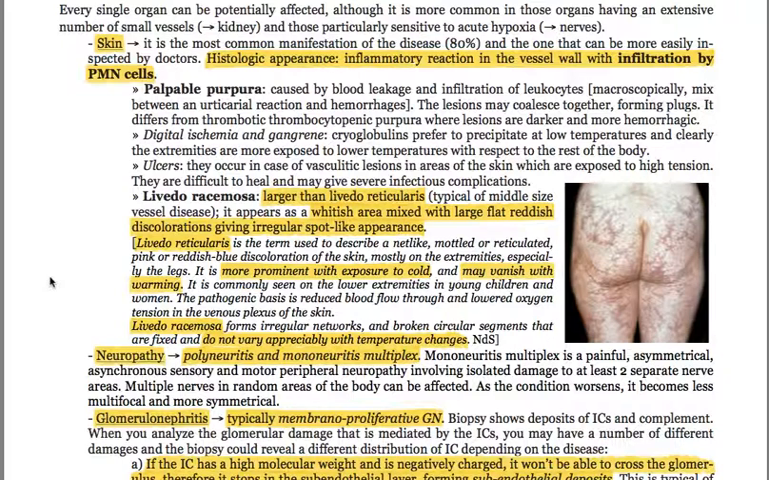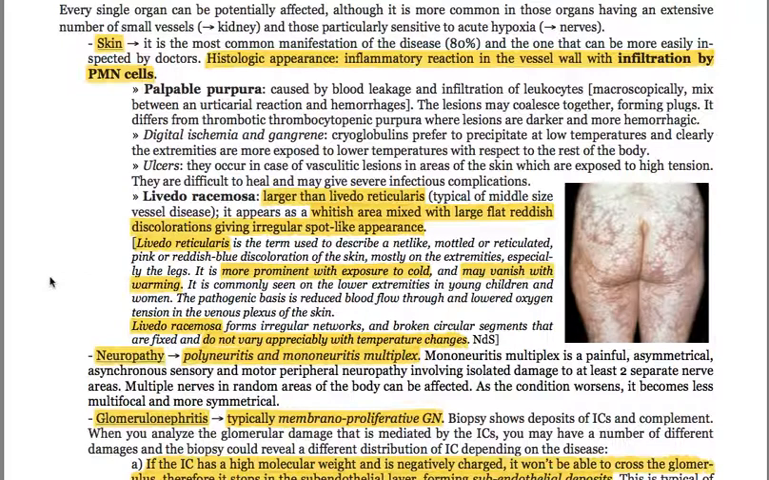So, neuropathy. We have polyneuritis and mononeuritis multiplex, which is a painful asymmetrical synchronous sensory and motor peripheral neuropathy involving isolated damage to at least two separate nerve areas. Multiple nerves in random areas of the body can be affected. As the condition worsens, it becomes less multifocal and more symmetrical.